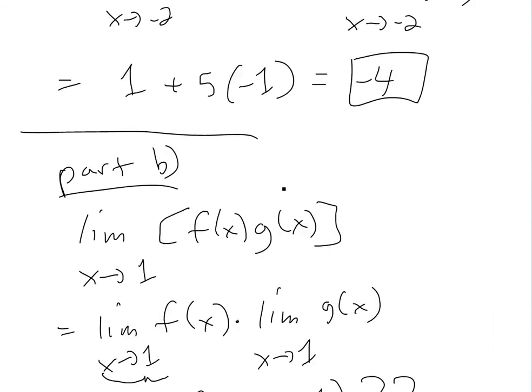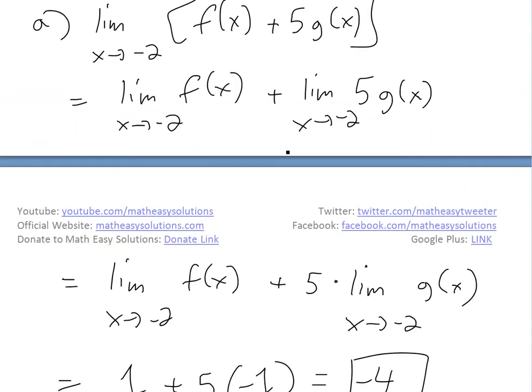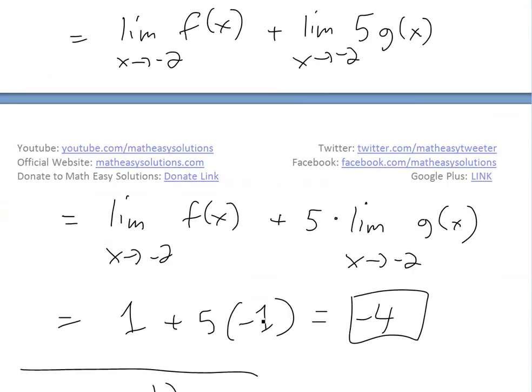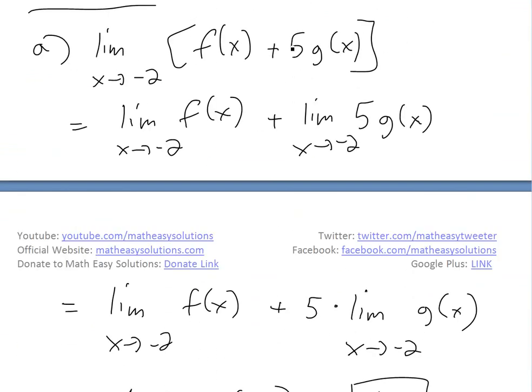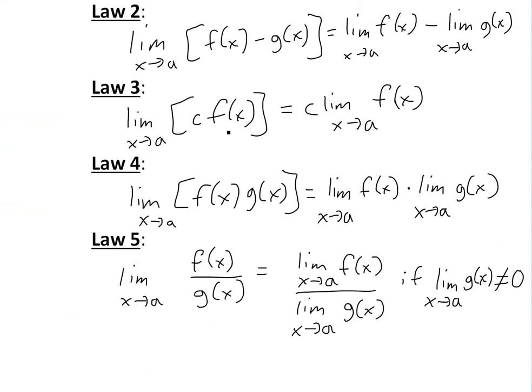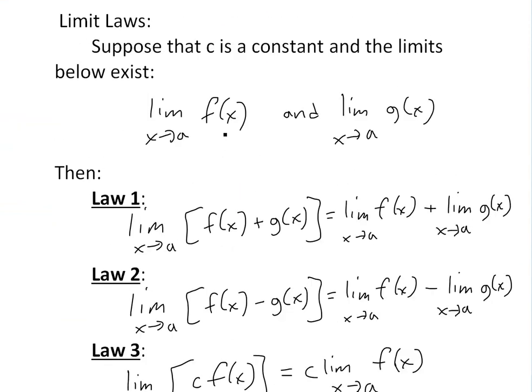I just wanted to go over how you could use limit laws, but once you get the hang of it, you could just plug in directly. If you knew that this value was 1 and this was negative 1, you can just plug it in and solve it directly. But this is good to know. The proofs for these are pretty complex, so I'll show them in a later video.